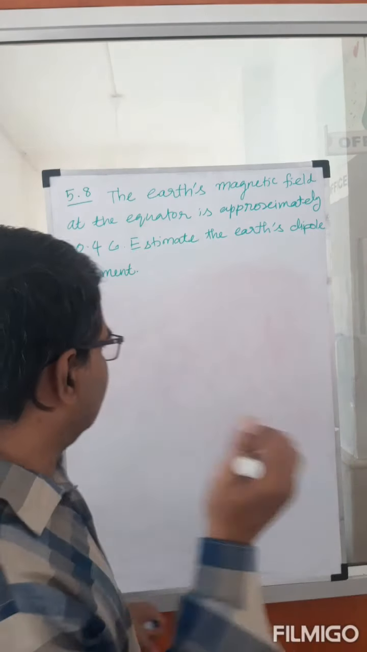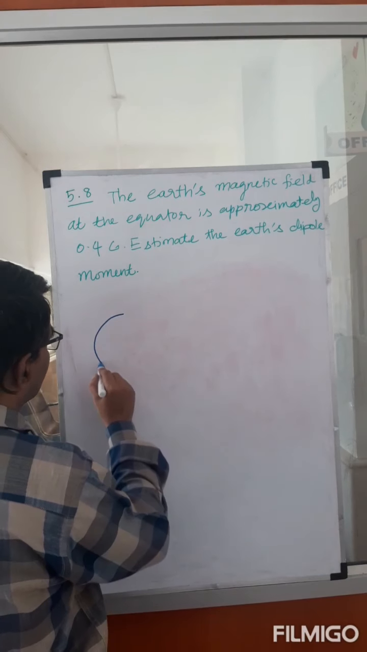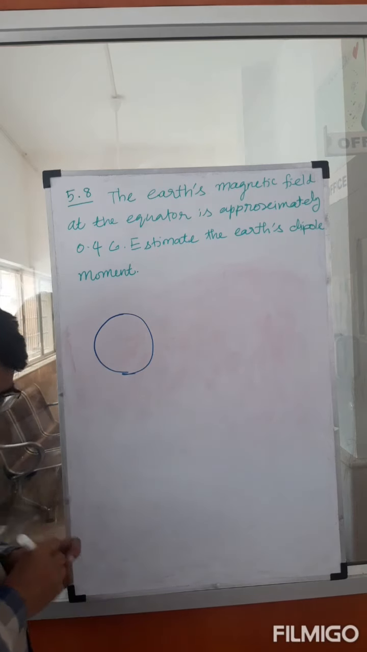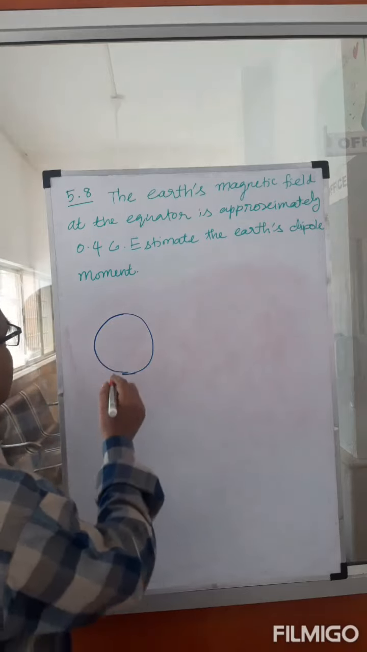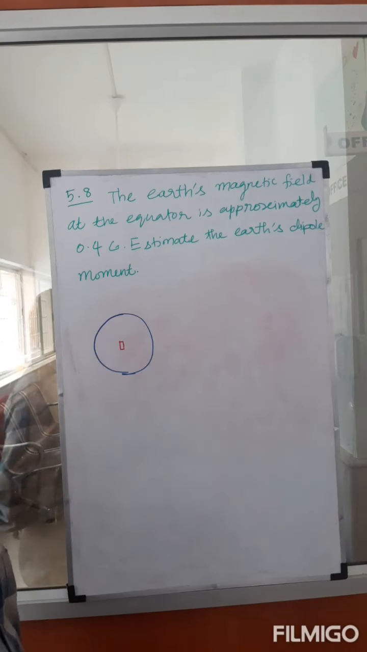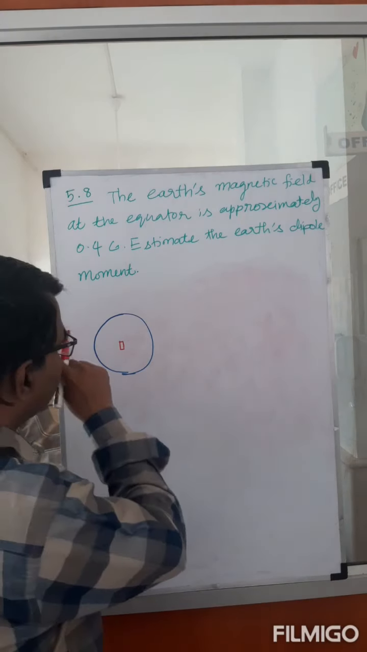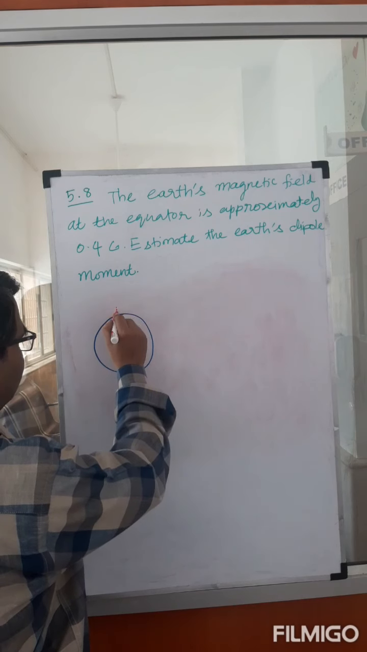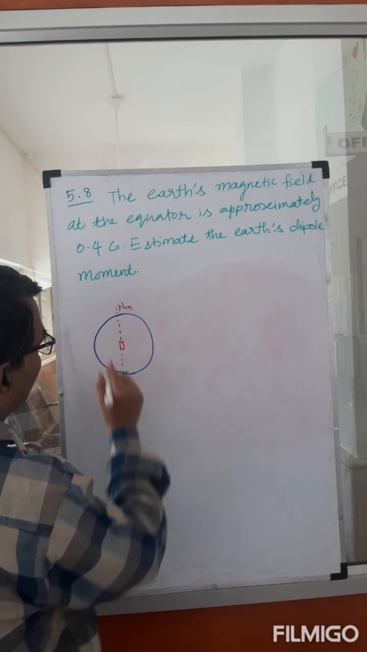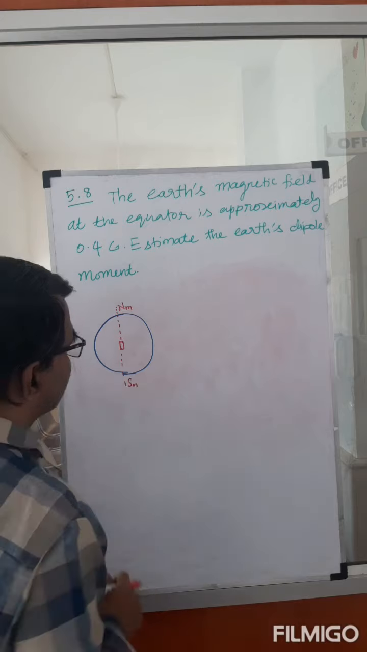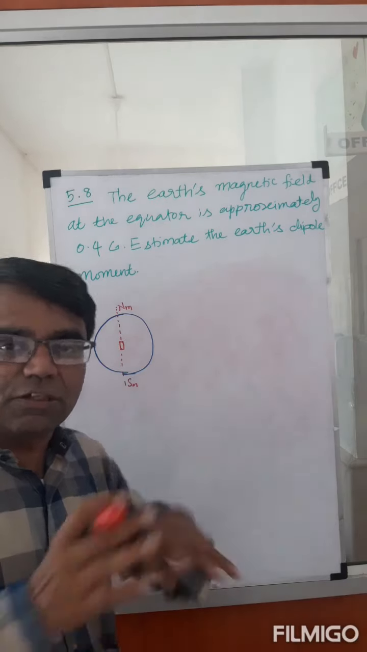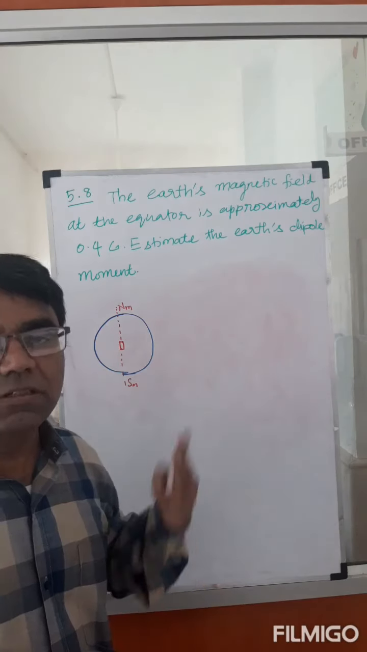Let me draw the Earth. Okay, the Earth is like this, and let's assume that I have a magnet at the very center. Now this is what I will call a north magnetic pole, and this is the south magnetic pole. But we know that what you call the north magnetic pole is actually the south magnetic pole, and what you call the south magnetic pole is the north magnetic pole.